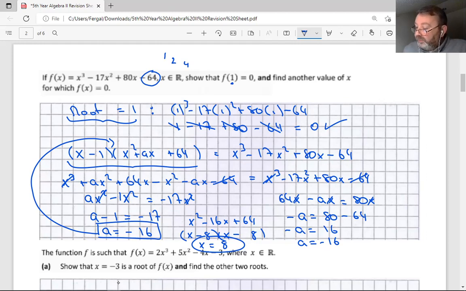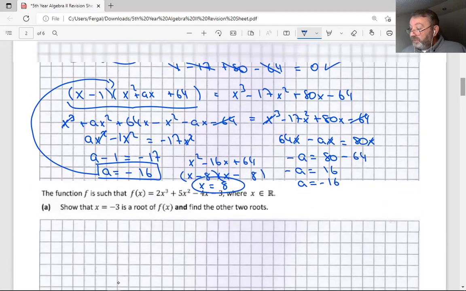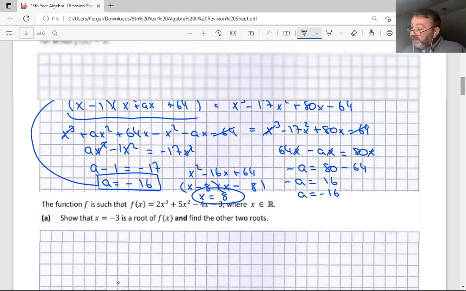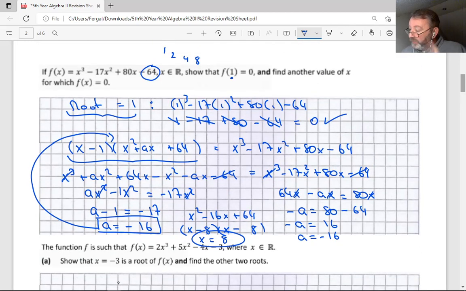So 1, 2, 4, 8, etc. You just keep going up in terms of the factors of 64, and one of those is going to be another root. The difficulty is you got to substitute them all in, and it takes a while to find it. Much easier if you follow the method that I showed you about comparing coefficients, as I've done there, and you get a value of 8. And it just asks one more value, isn't it? Yeah, find another value of x.